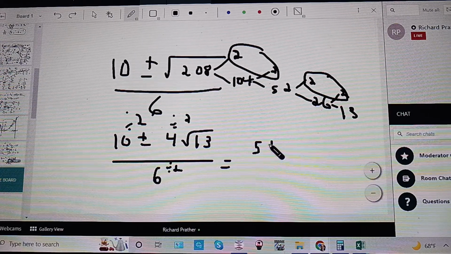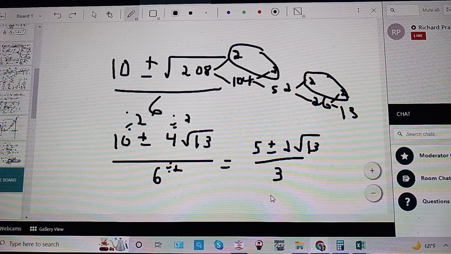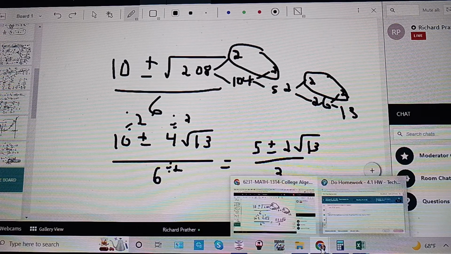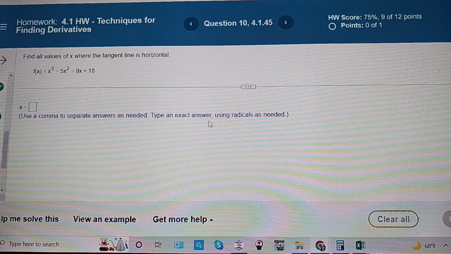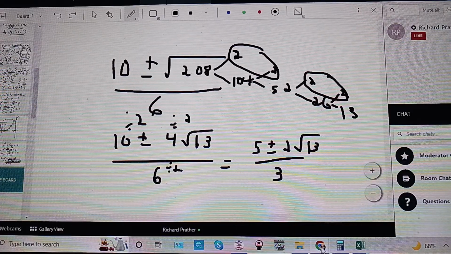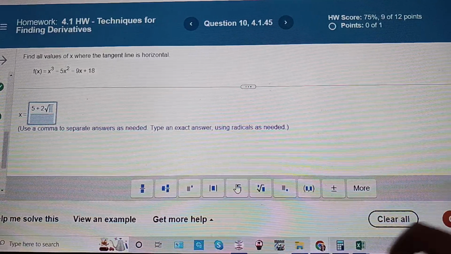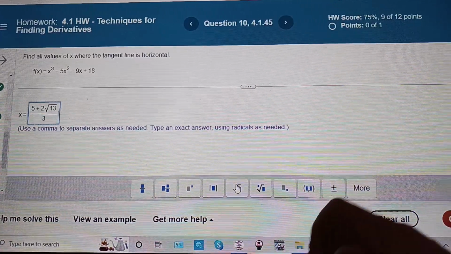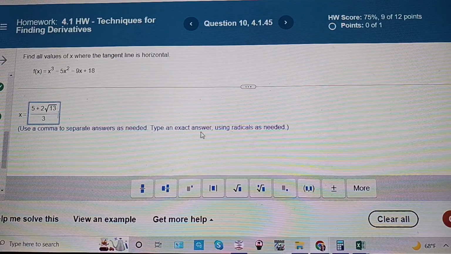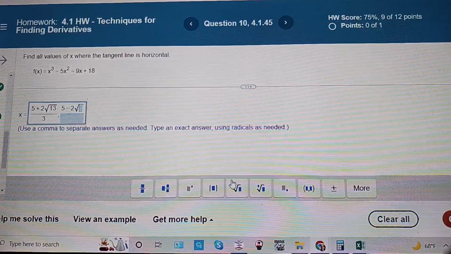So 5 plus and minus 2 square root of 13 over 3. This would be the exact answer. And you can do one with a plus, one with a minus, and separate the answers with a comma. Or sometimes they'll even take it that way. They do have an option for plus or minus, so maybe they would take it that way. But let me just be safe and put 5 plus 2 square root of 13 over 3, and that's all because they say type an exact answer, comma 5 minus 2 square root of 13 all over 3.